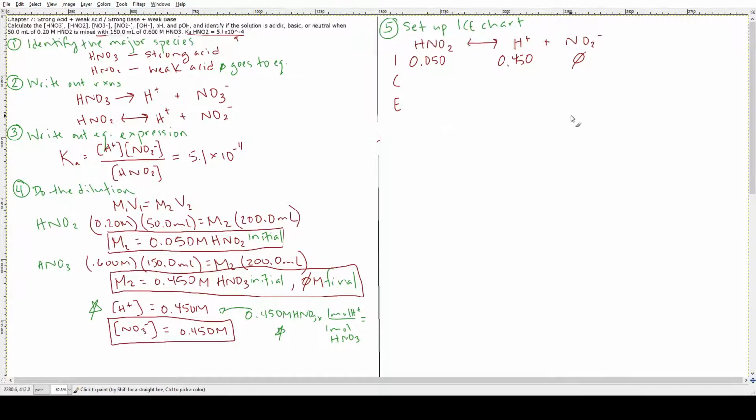Okay, well, I still don't know any equilibrium concentrations, so assume something is equal to x. Something without a coefficient usually makes your life easier. So this becomes 0.050 minus x, 0.450 plus x, and just x. All right, well, let's move on. Let's try to actually solve for some of those x's by plugging into our equilibrium expression.